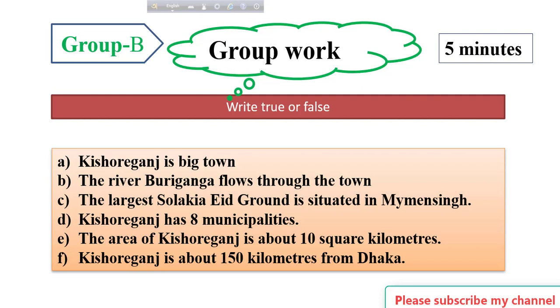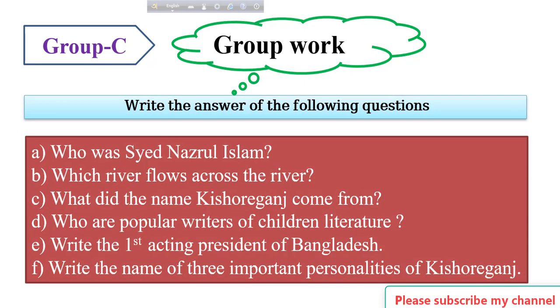So the next and final activity for group C. Now group C, ready for your activity. It's very important. A, who was Shoaib Nazrul Islam? B, which river flows across the town? C, where did the name Kishoreganj come from? D, who are popular writers of children's literature? E, write the first acting president of Bangladesh. F, write the names of 3 important personalities of Kishoreganj.